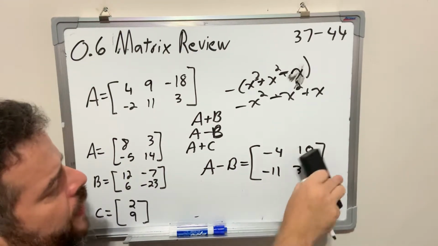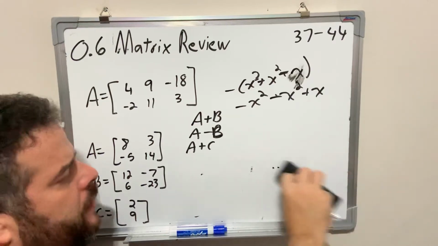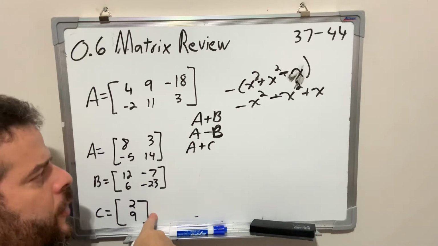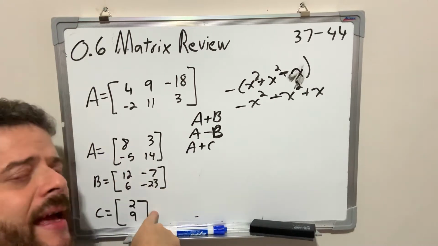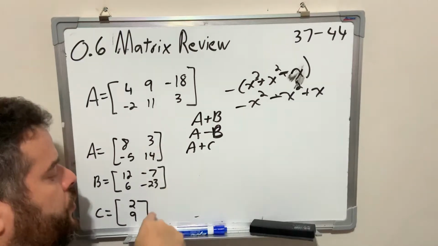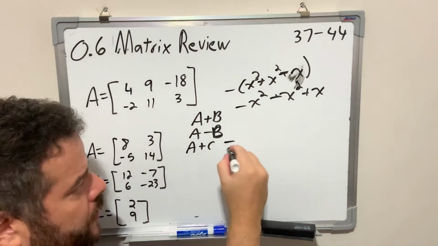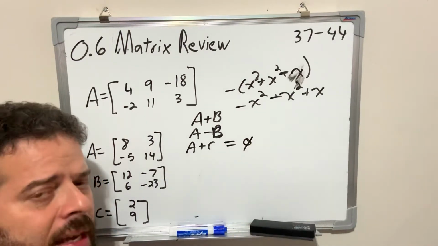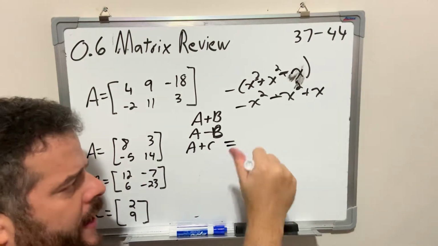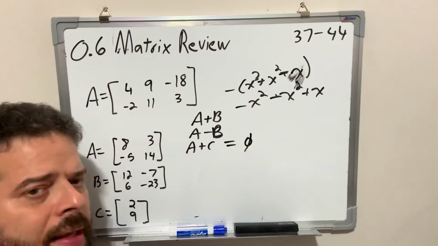Now let's do the third one. A plus C. Remember I said in the beginning, in order for our matrices to be added, they have to be of the same dimensions. These two are not of the same dimensions. So, just say it cannot be added. Cannot be done.